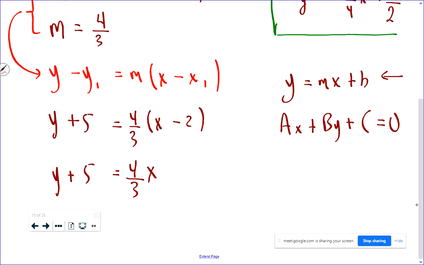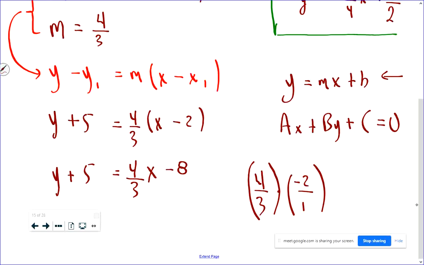And now you have to think about fractions. 4/3 times negative 2. I hope that everybody understands that when you multiply fractions, you multiply across the top and you multiply across the bottom, and you get negative 8/3. Are you with me on that? So now it becomes even more difficult, because if you're trying to get this, you have to subtract 5. You got negative 8/3, and now you have to subtract 5.